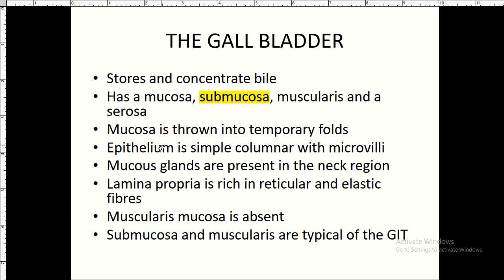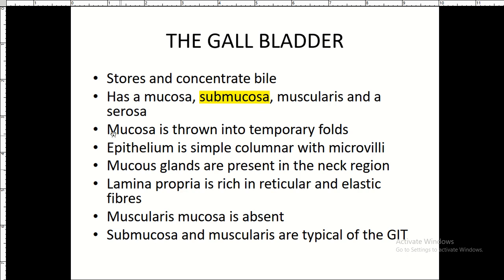They are present. The mucosa has what you call temporal folds. So if you look at it from the inside, it's going to have folds, but these are temporary folds. They can stretch, right? When the gallbladder is filled, right? We also have mucosal glands which are present in the neck region. The lamina propria is rich in elastic fibers and reticular fibers, right? And the muscularis mucosa is absent. The muscularis externa is present.